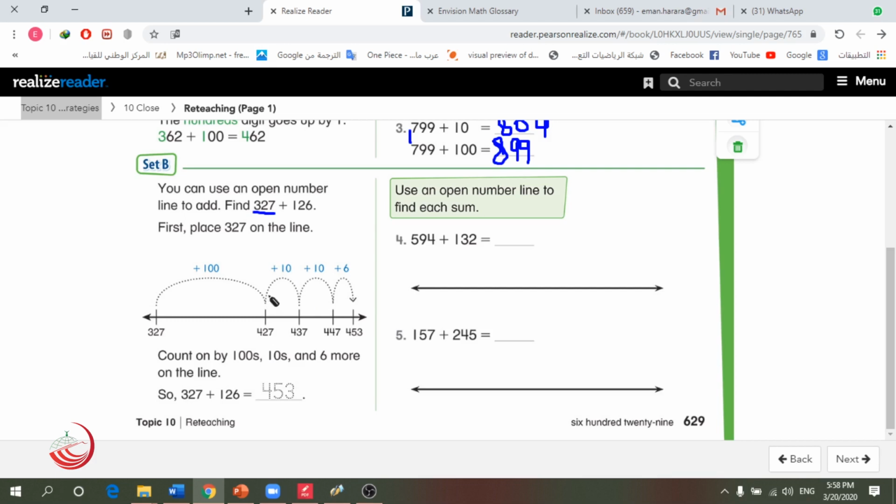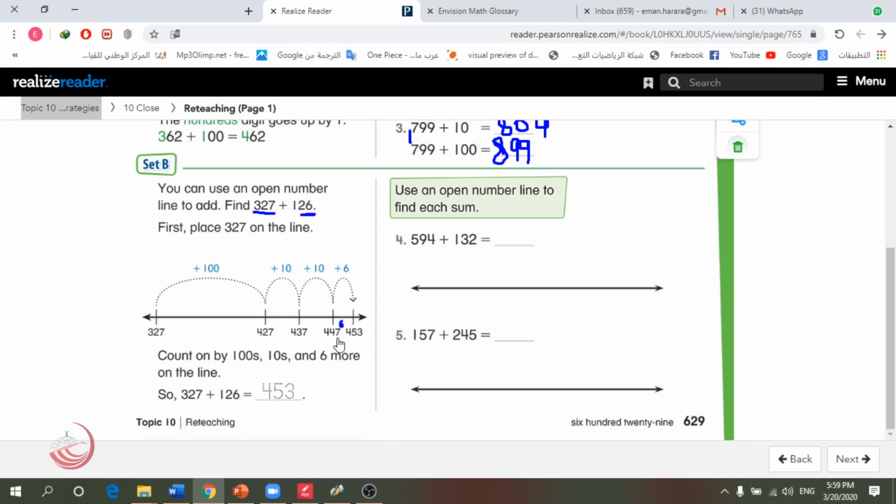So I will start here adding 427 plus 10, it will be 437, plus 10 here to the 4, it will be 453. So I will add here 10 for the 3, so it will be what? 447. After that, in the ones, how much do I have in the ones? 6. So I will add 6 on the 7.